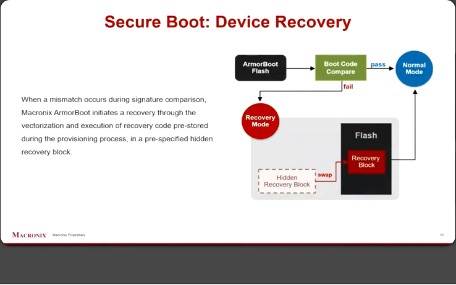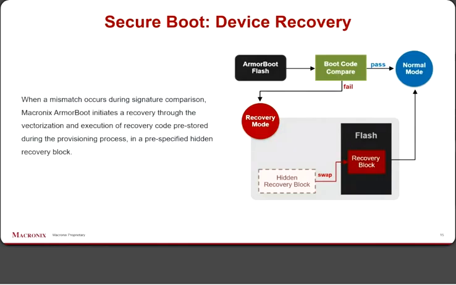So I want to conclude with Secure Boot and talk about the device recovery. So like I said before, if the signatures don't match, what's to be done? Basically, you go into a recovery mode. And there's a hidden recovery block that has safe code, and it essentially vectors to that code, and then it runs that code. And like I said before, it really depends on the design of the product what will happen next. Okay, but that's essentially how Secure Boot works.